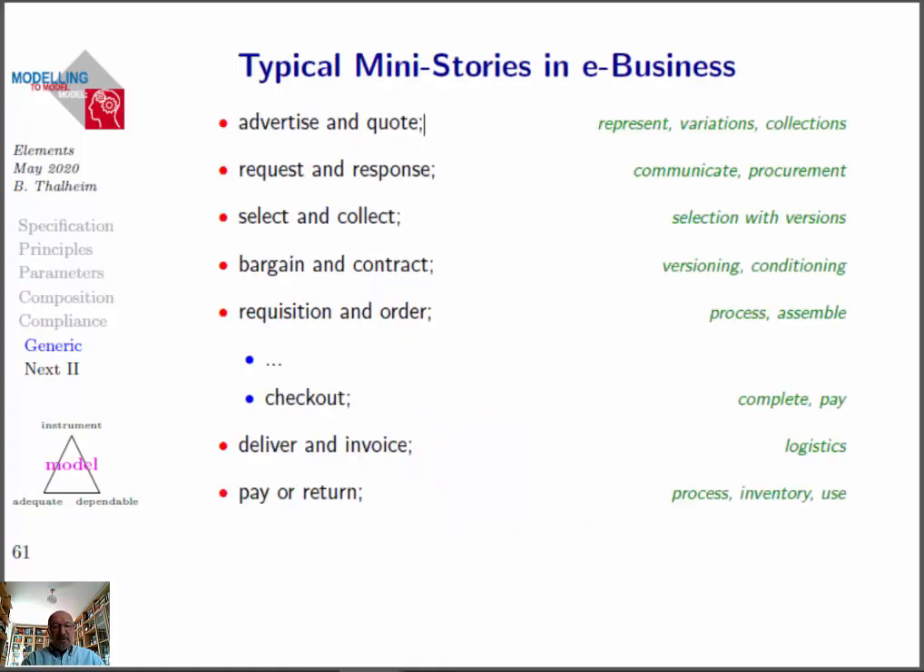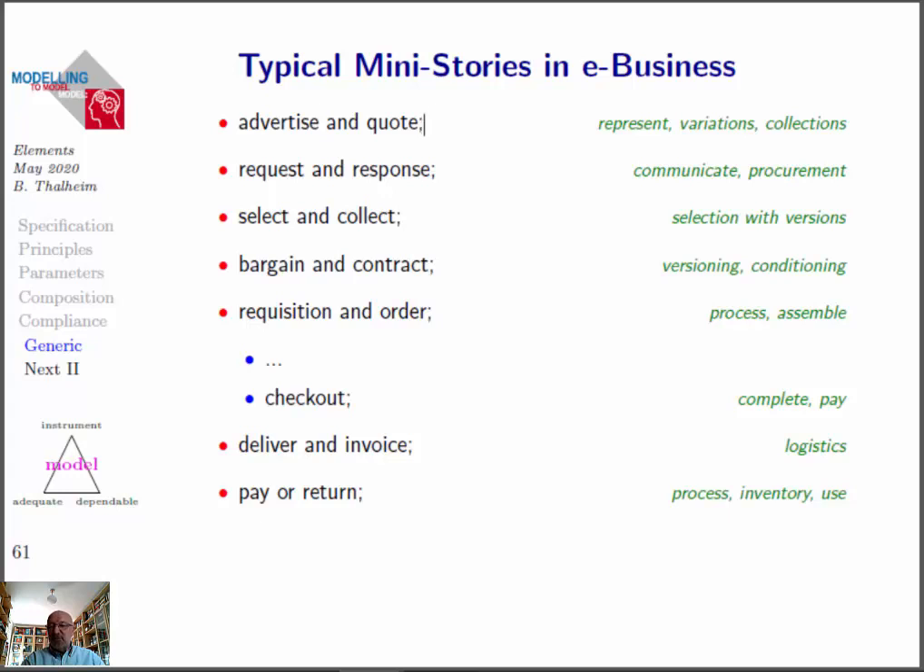Let's say a typical generic setting would directly lead to some kind of mini stories. A mini story is nothing else than a sequence of, or let's say at least a number of, operations we can perform, or functions we can perform, and they form some kind of unit. For instance, we have a mini story in an e-business environment: advertise and quote. In this case, we represent the products. We may provide variations, so that you can collect the appropriate product in the appropriate setting. We can also make some kind of collection support. So in this case, we have now the advertising and quoting.